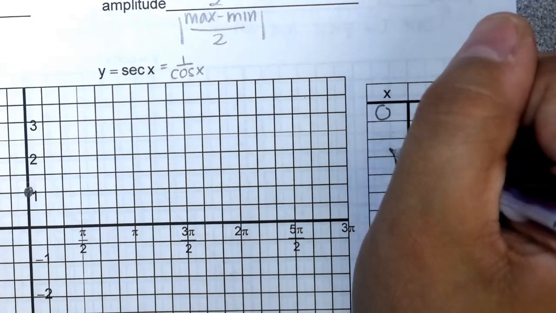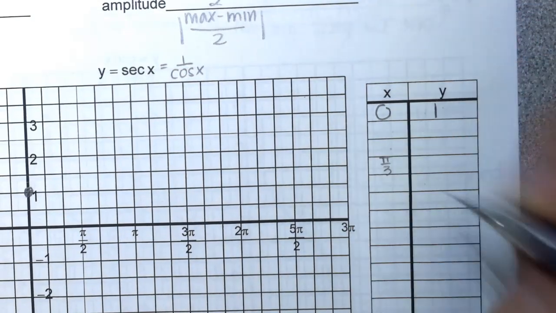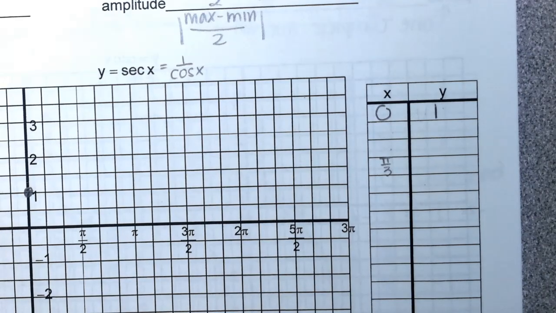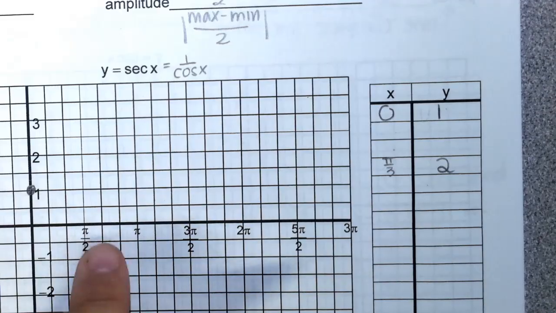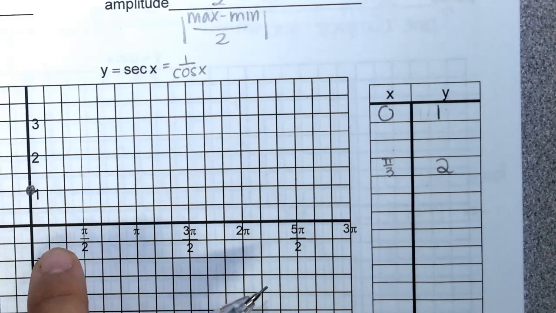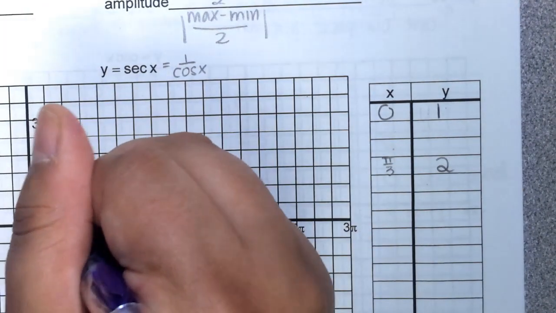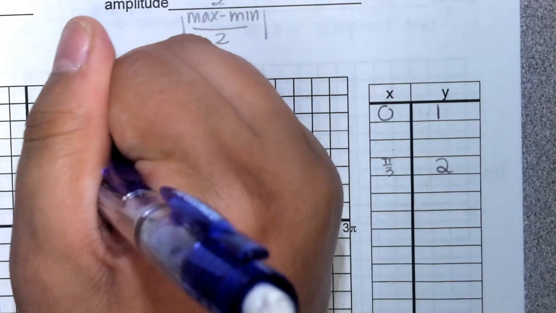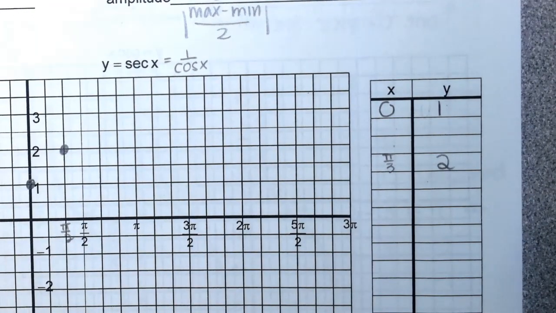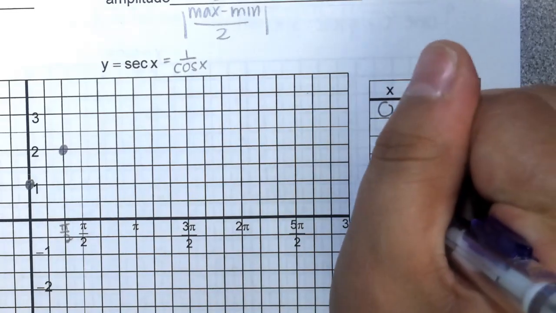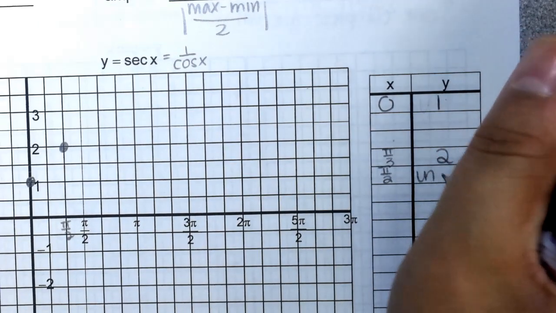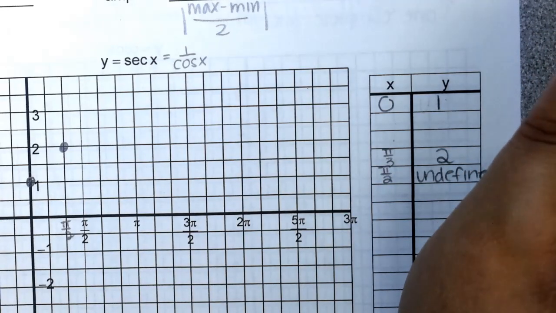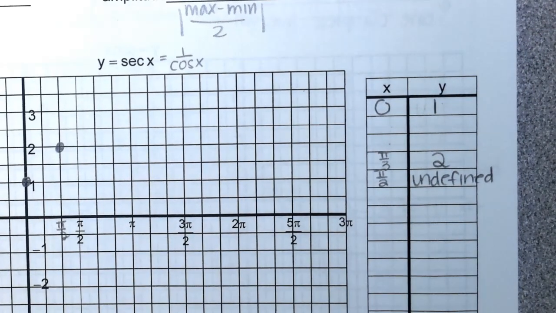Alright, and then I'm going to skip 2 and go to pi over 3. Up top, it's pi over 3, 1/2. So the reciprocal is 2. Where is pi over 3 on here? It's right before pi over 2. So that's going to be 2. And then pi over 2 up top is 0. What's the reciprocal of 0? Undefined. So what am I going to graph for that? An asymptote.